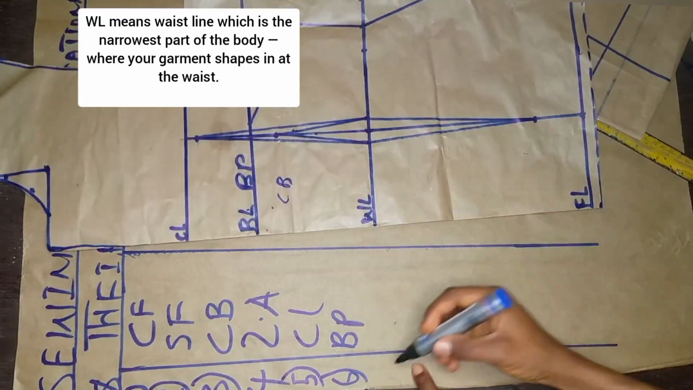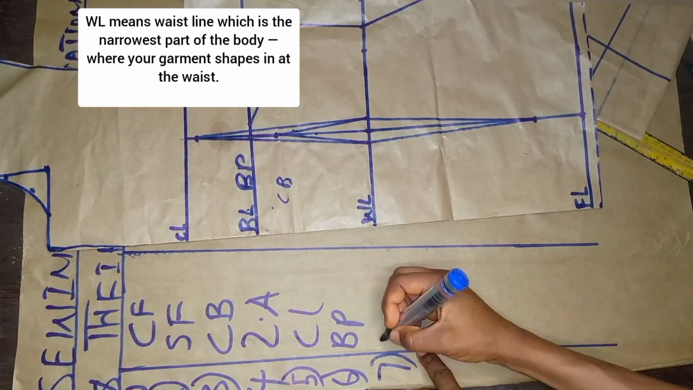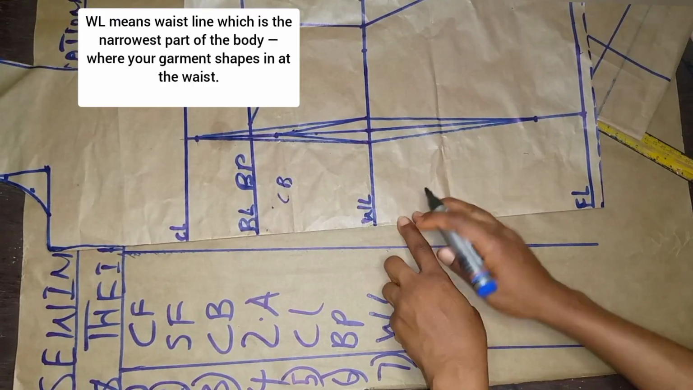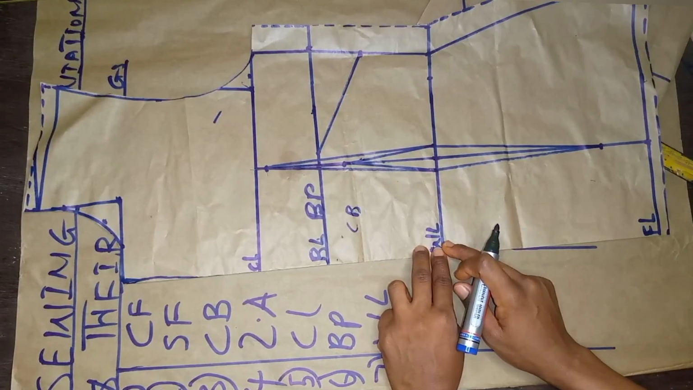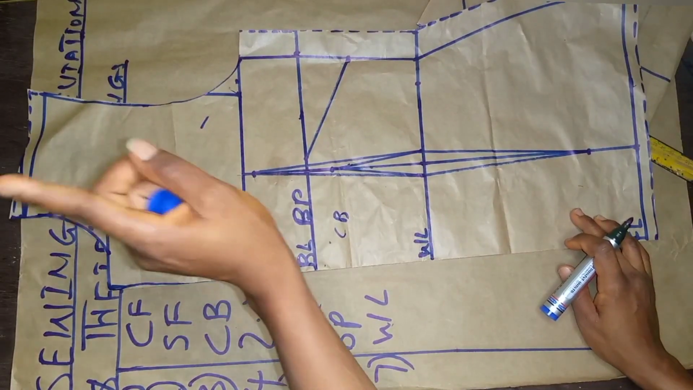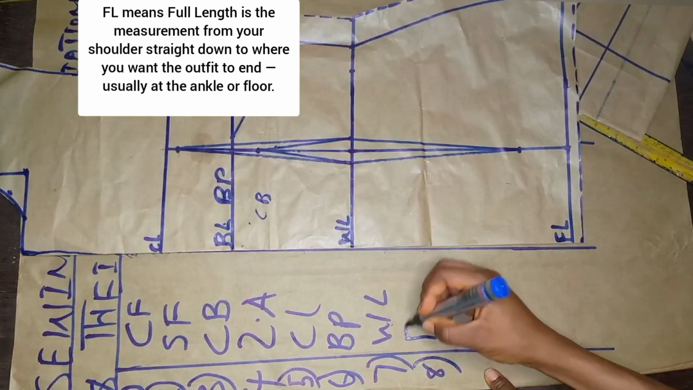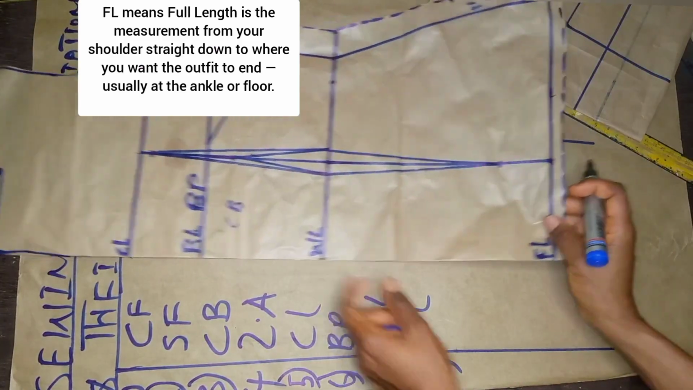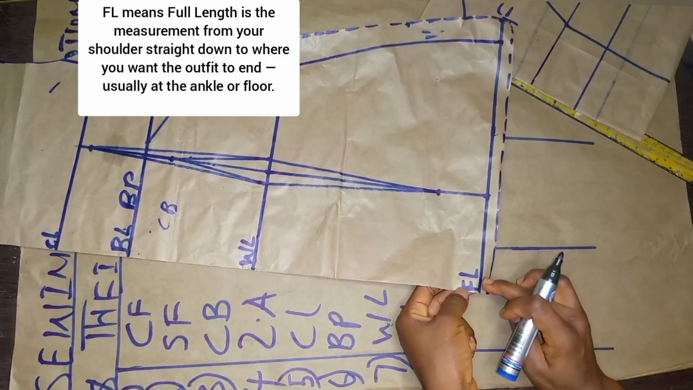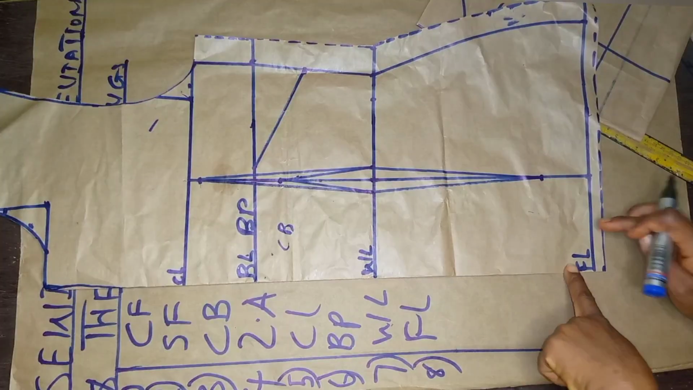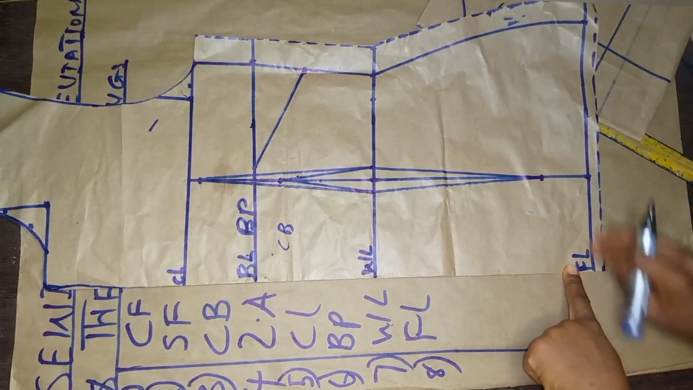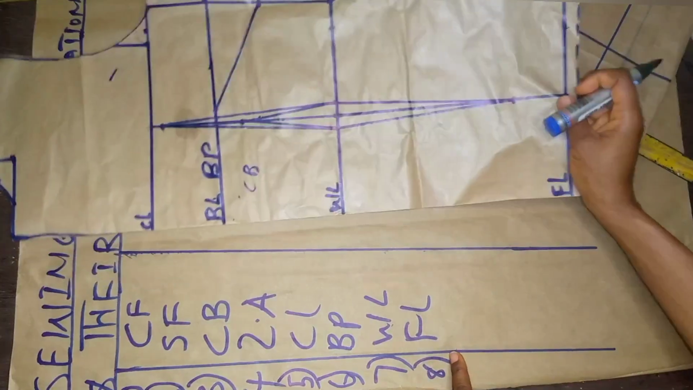While WL means waistline. Waistline is the line that passes across the narrowest part of the body. To get the waistline measurement, you place your tape from your shoulder down to your waist point. The next is FL. FL means full length. This full length can be full length of your skirt, full length of your bodice, full length of trouser, any full length of pattern or outfit you're trying to make.